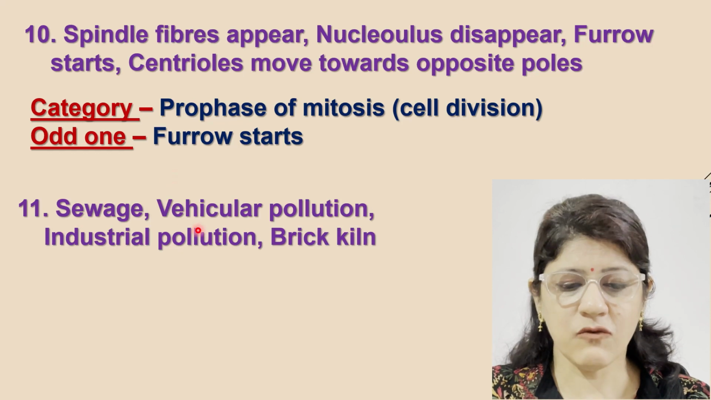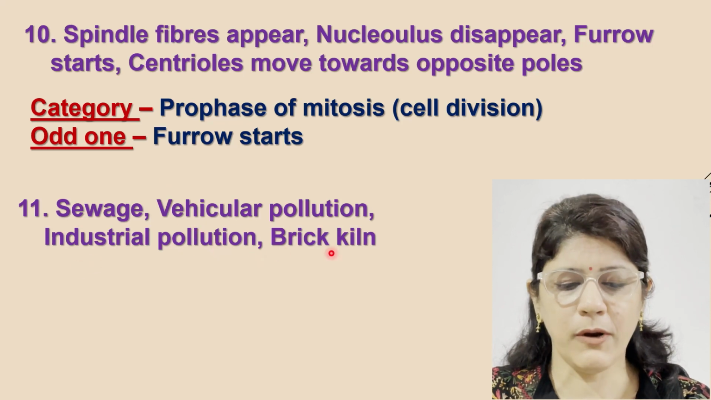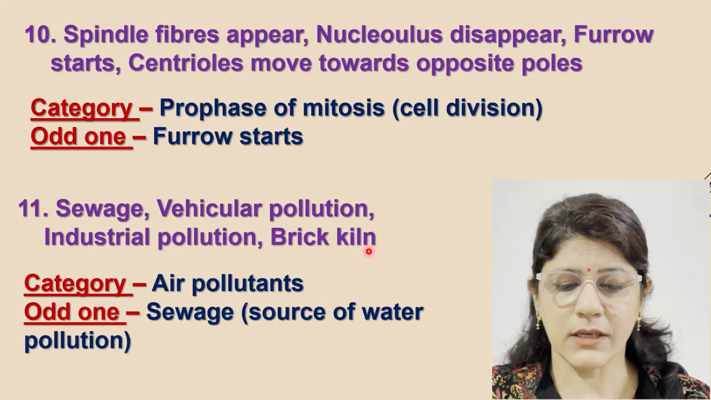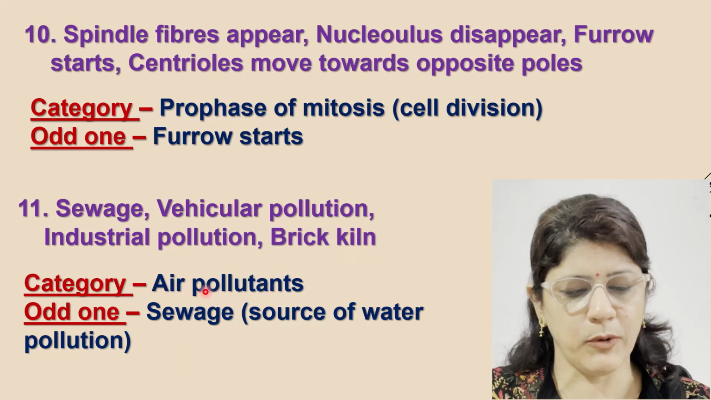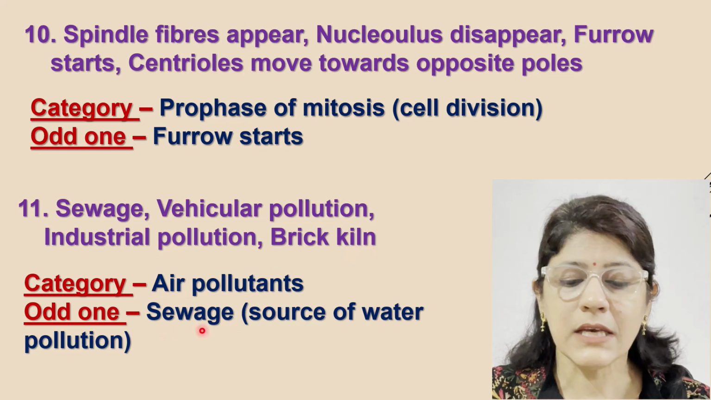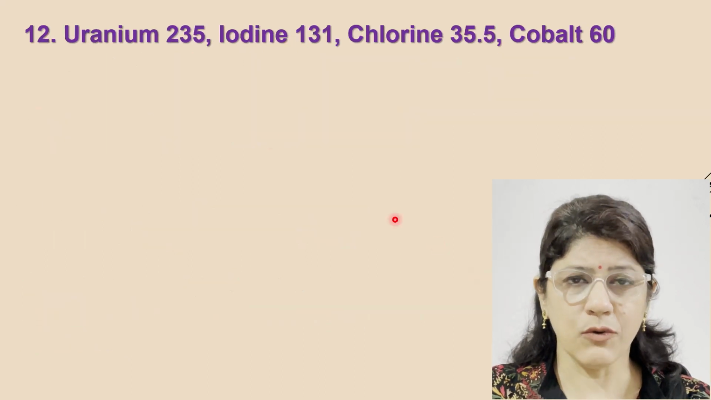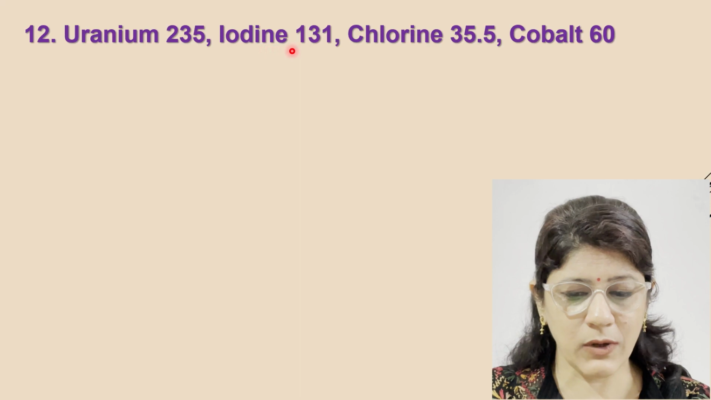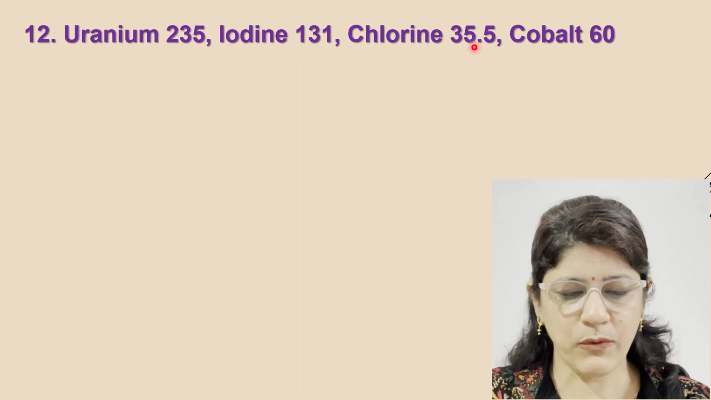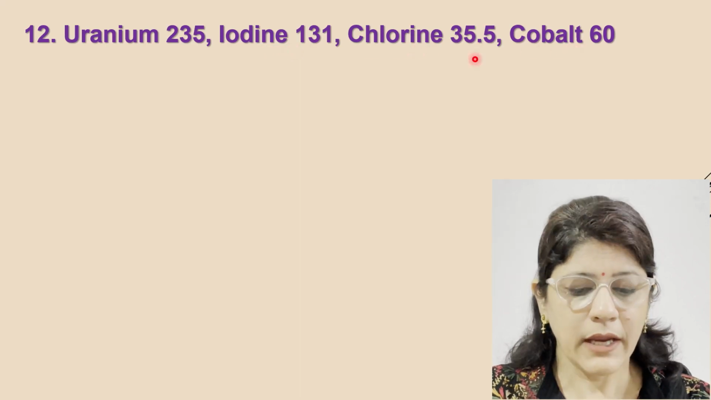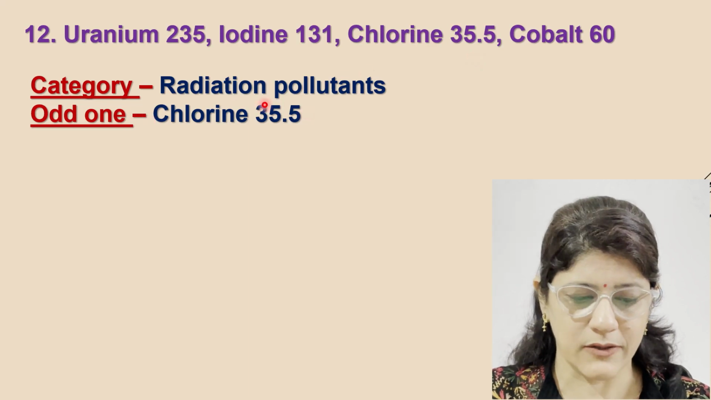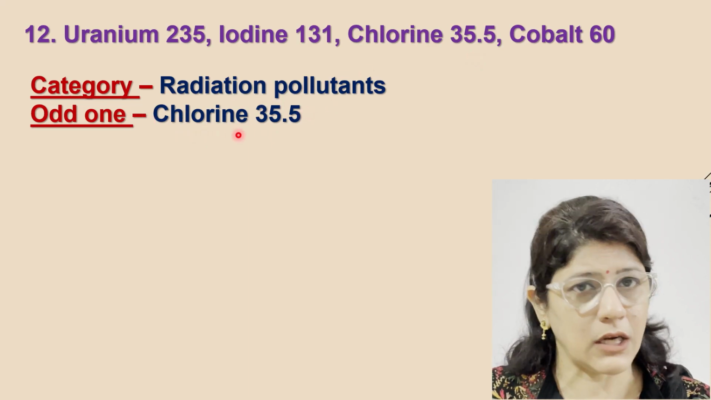Next is sewage, vehicular pollution, industrial pollution, brick kiln. So category is sources of air pollution, and odd one is sewage, source of water pollution. Next is uranium 235, iodine 131, chlorine 35.5, and cobalt 60. Category is radiation pollutants, and odd one is chlorine 35.5.